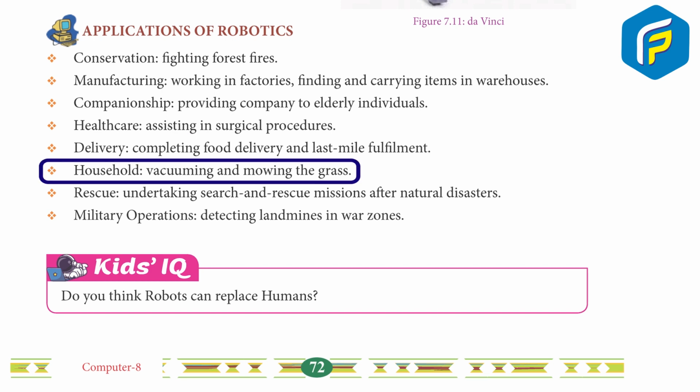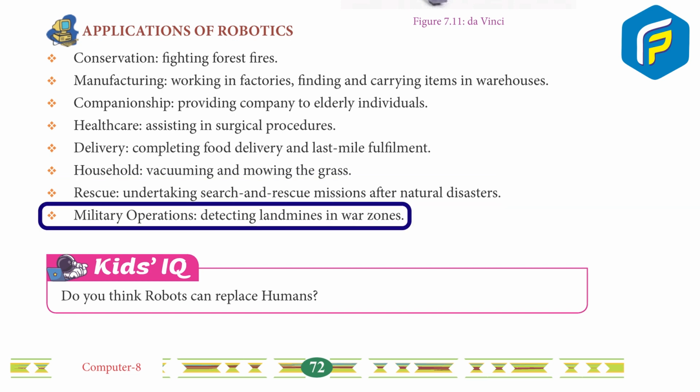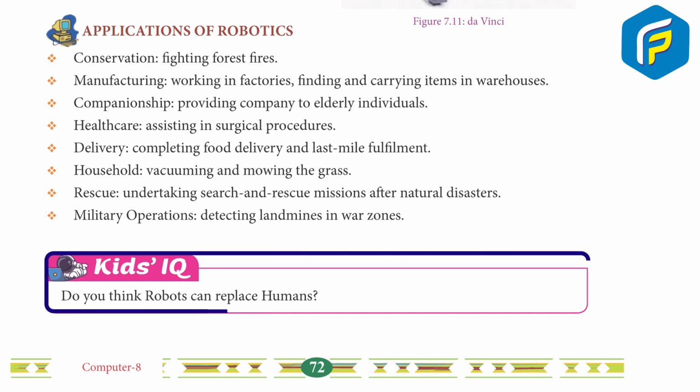Household, vacuuming and mowing the grass. Rescue, undertaking certain rescue missions after natural disaster. Military, operations detecting landmines in war zones. Kids IQ: do you think robots can replace humans?